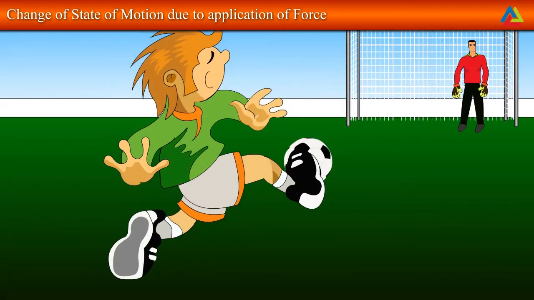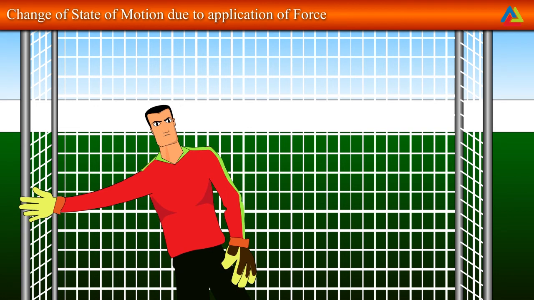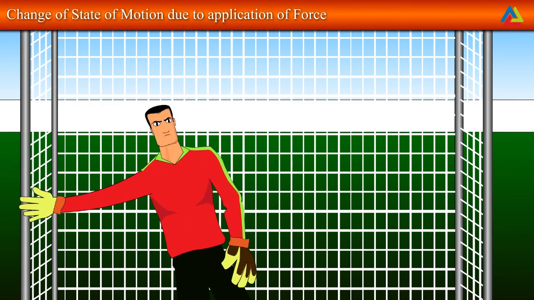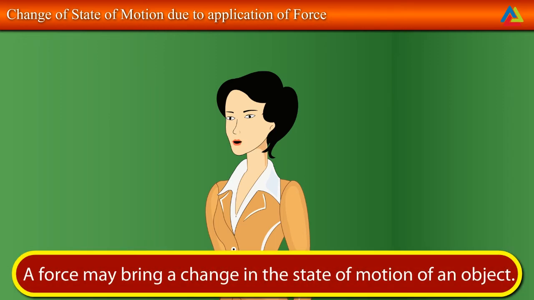When a player kicks a football, the ball moves towards the goal. The goalkeeper dives or jumps up to save the goal. He applies a force on the moving ball. The force applied by him can stop or deflect the ball. A change in either the speed of an object or its direction of motion, or both, is described as a change in its state of motion. Thus, a force may bring a change in the state of motion of an object.